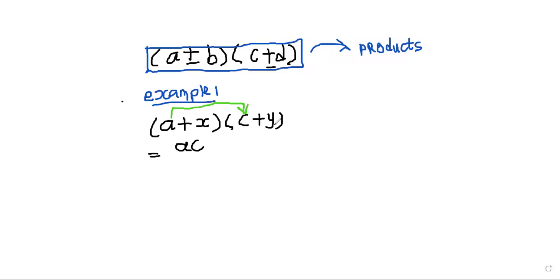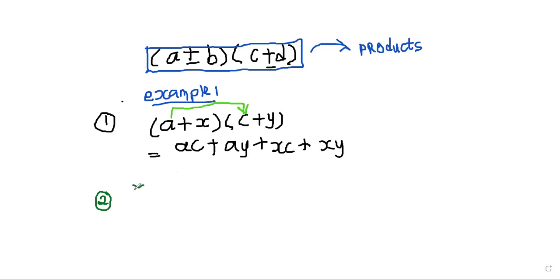Then you multiply a times positive y, that will be positive ay. Then you multiply x times c, that will be plus xc. Lastly, positive times positive is positive, so x times y is xy. So ac plus ay plus xc plus xy. That is what we mean when we speak about products, because a product has to do with multiplying the expressions that you're given.